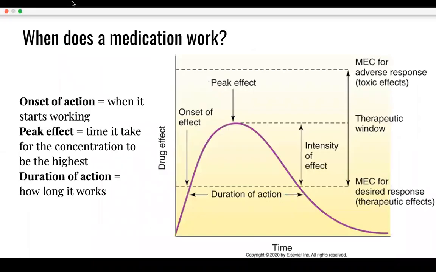Thinking of that, we need to know when a medication works. So the onset of action is when it starts working. This is especially relevant in things like pain medication. You have a patient who's in excruciating pain, they're going to ask you, well, when's it going to start working? A lot of times our oral medication will take about 30 minutes to work, whereas our IV medication can work a lot faster. Now that makes sense because it's going directly into the bloodstream.